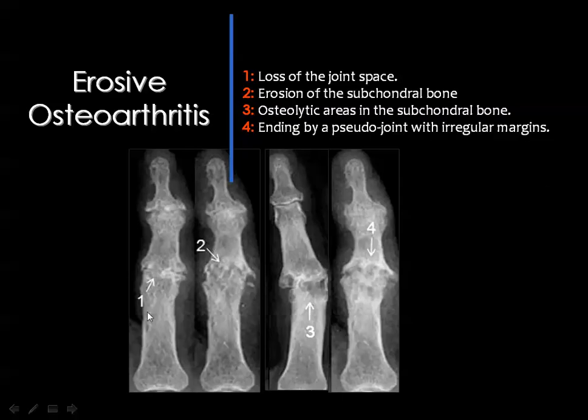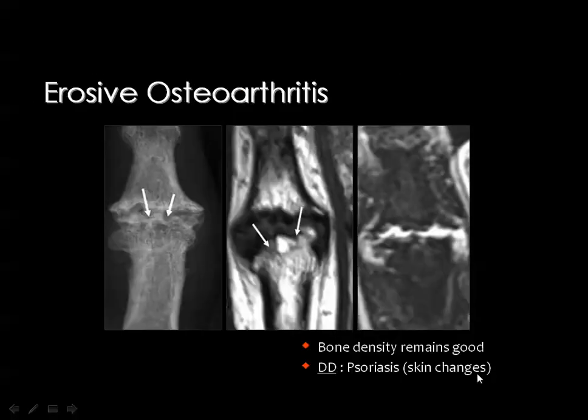First, you see loss of the joint space. There is almost total obliteration of the joint. Then erosion of the subchondral bone. You see these erosions and osteolytic areas in the subchondral bone, like these osteolytic areas, and ending by pseudojoint. There is a false articulation between the phalanx and the phalanges, and there is extensive irregularity of the articular surface.